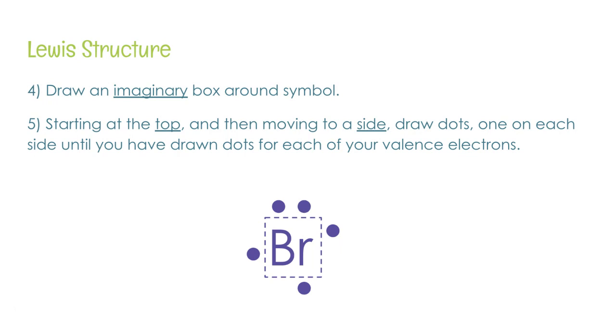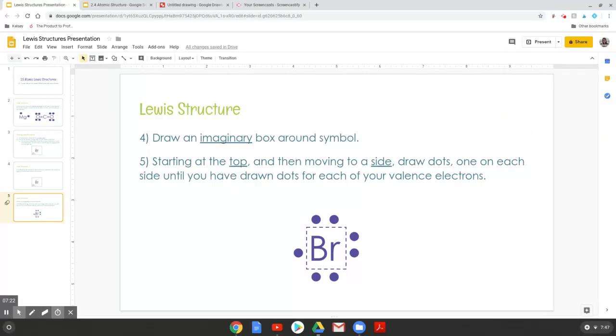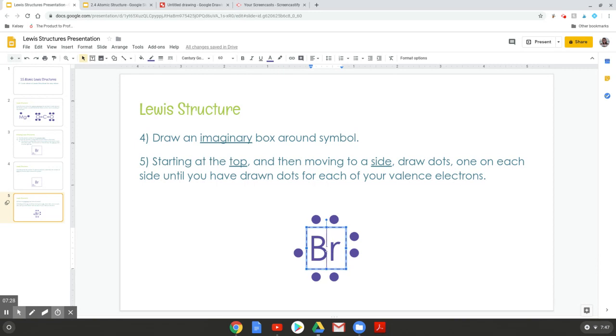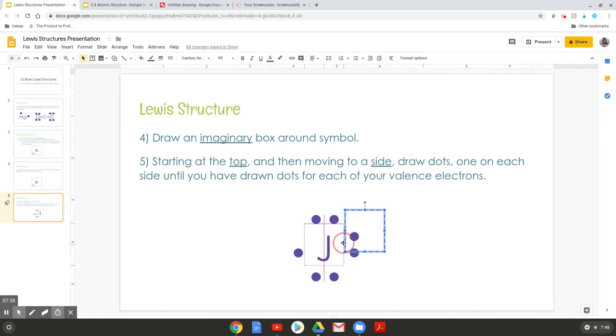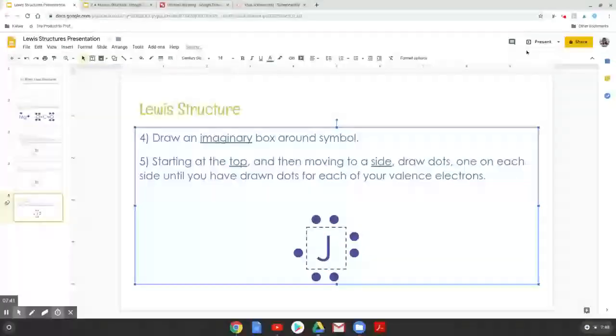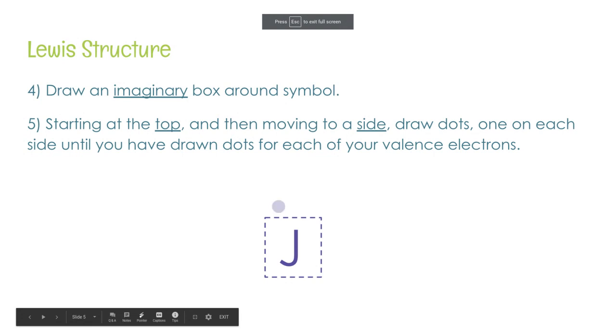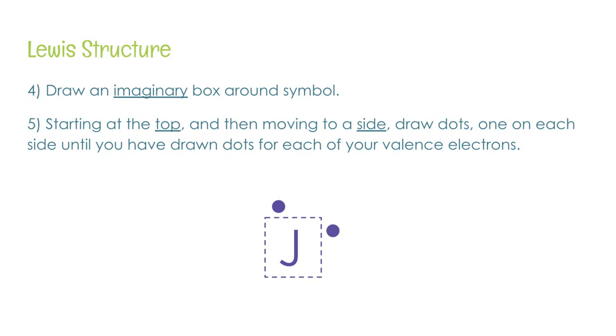So let's say I had 5 electrons. Let me take out the symbol. Let's just make this element J. There is no J on the periodic table. Did you know that? So we're going to put an imaginary box around J. If J had 1 electron, it would look like this. If J had 2 electrons, it should look like that. If it had 3, aluminum, for instance, aluminum has 3 valence electrons. Its Lewis structure should look like this.